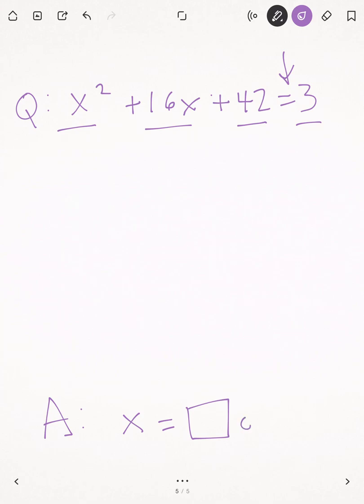X squareds always have two answers. So we have to find both answers to give a complete and correct answer. Now, we've been practicing factoring. You're looking at x squared plus 16x plus 42, and you're thinking, I should factor that.